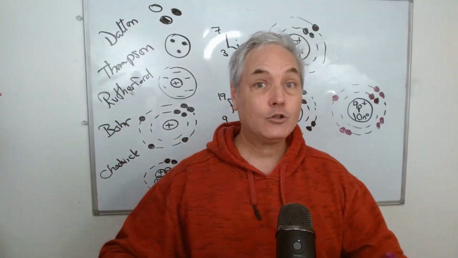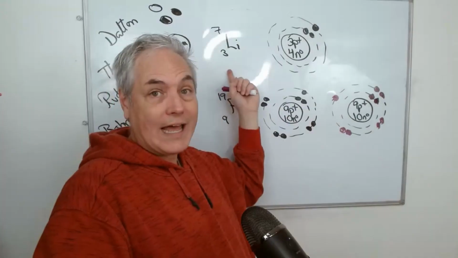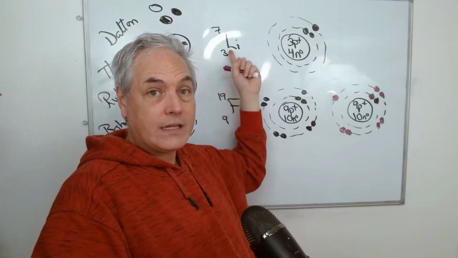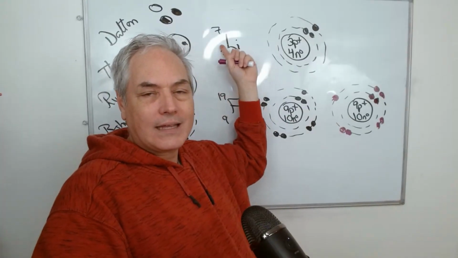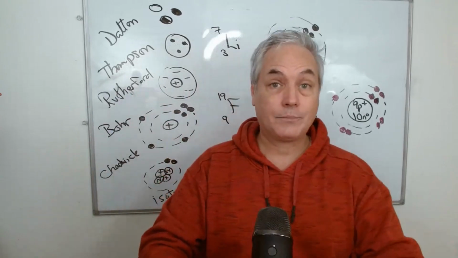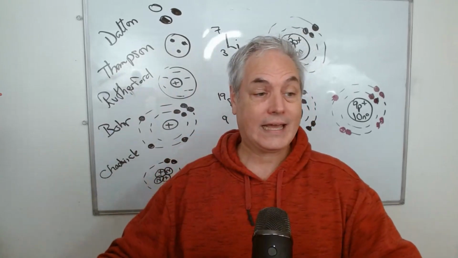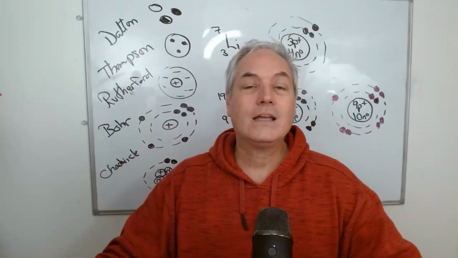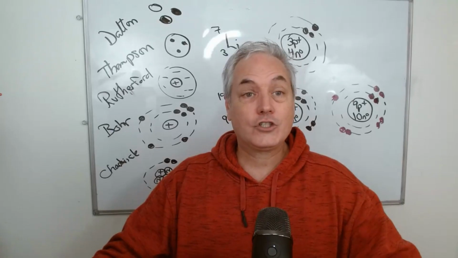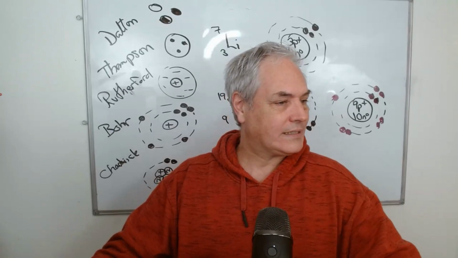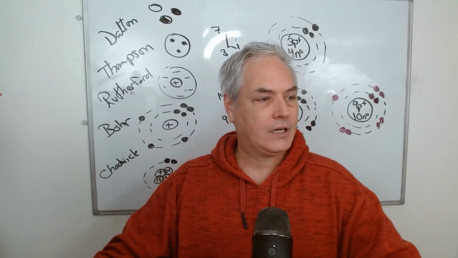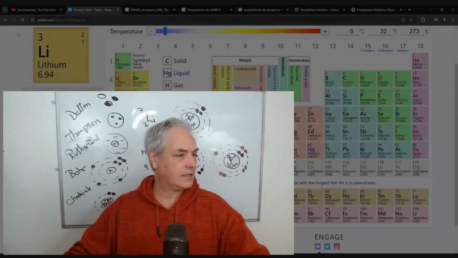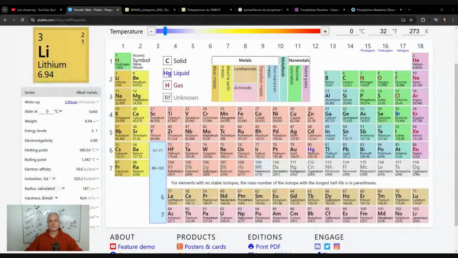Perfect. Now, how do we get information such as an atomic number of 3 and an atomic mass of 7? So let's have a look at the periodic table to see if we can shed light on what it is. So I'm going to go back to my periodic table. Perfect, and here we are.